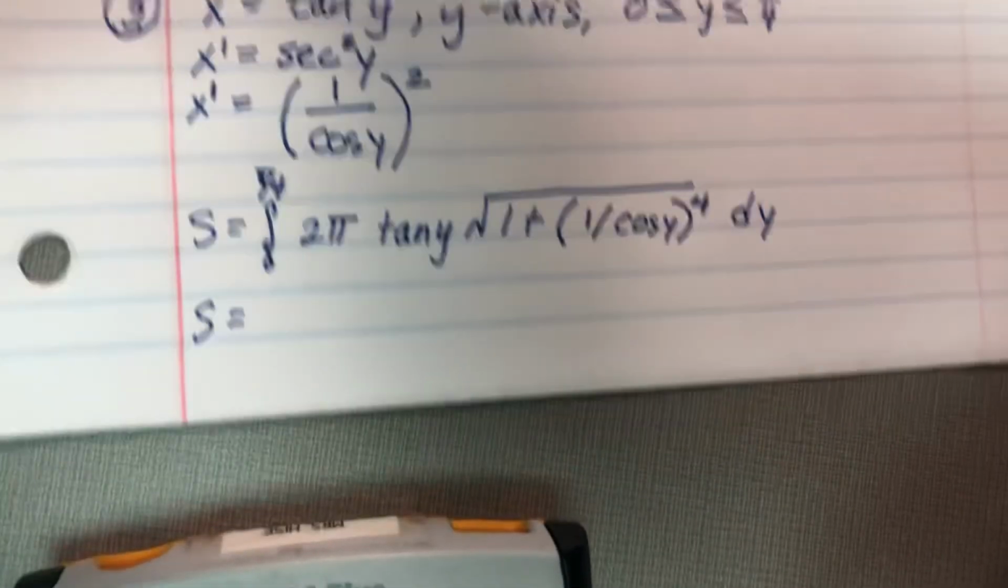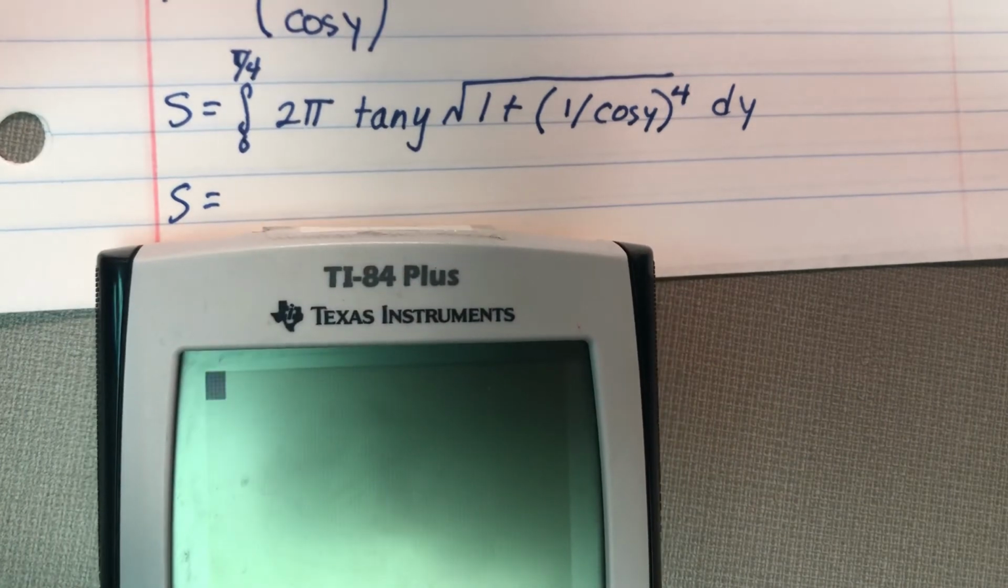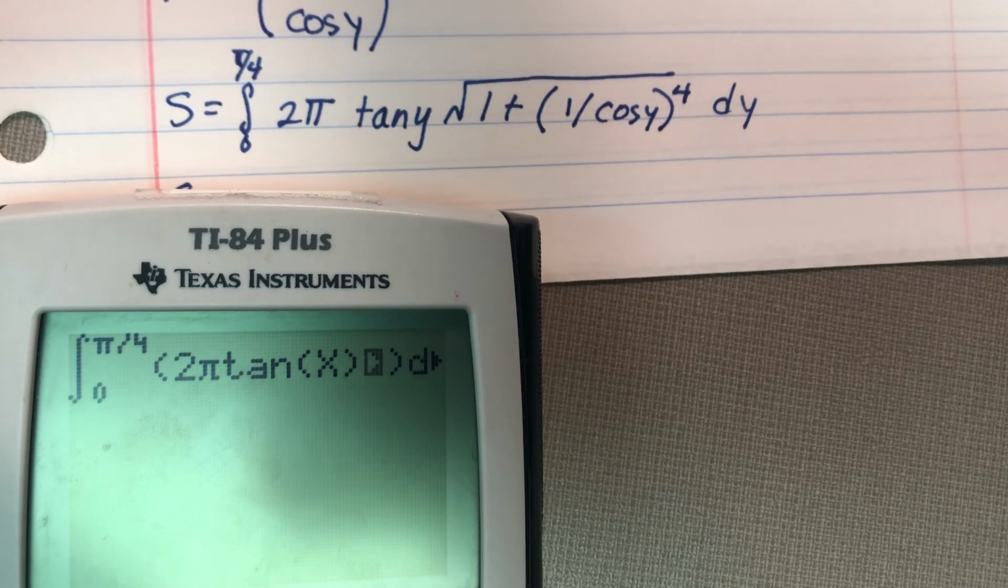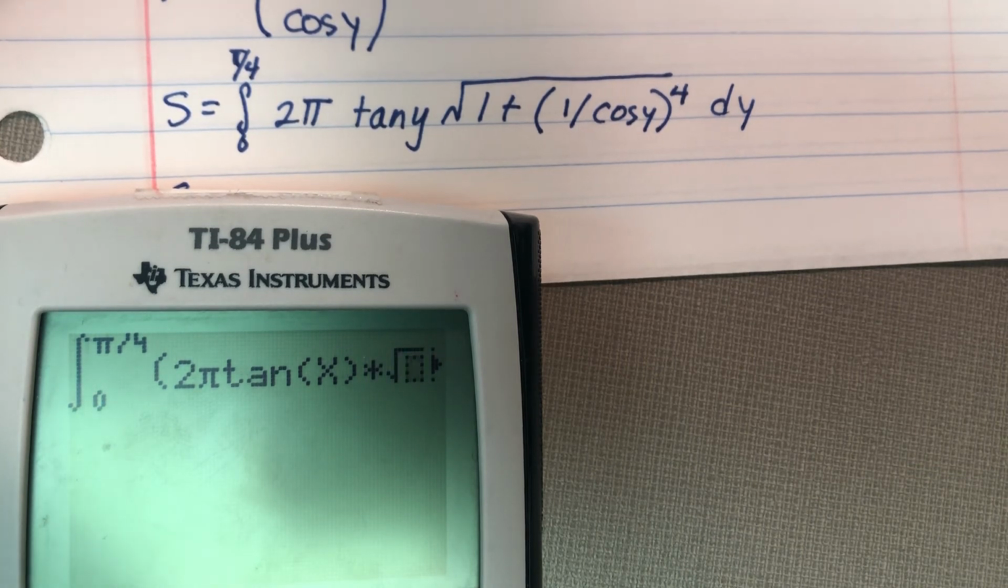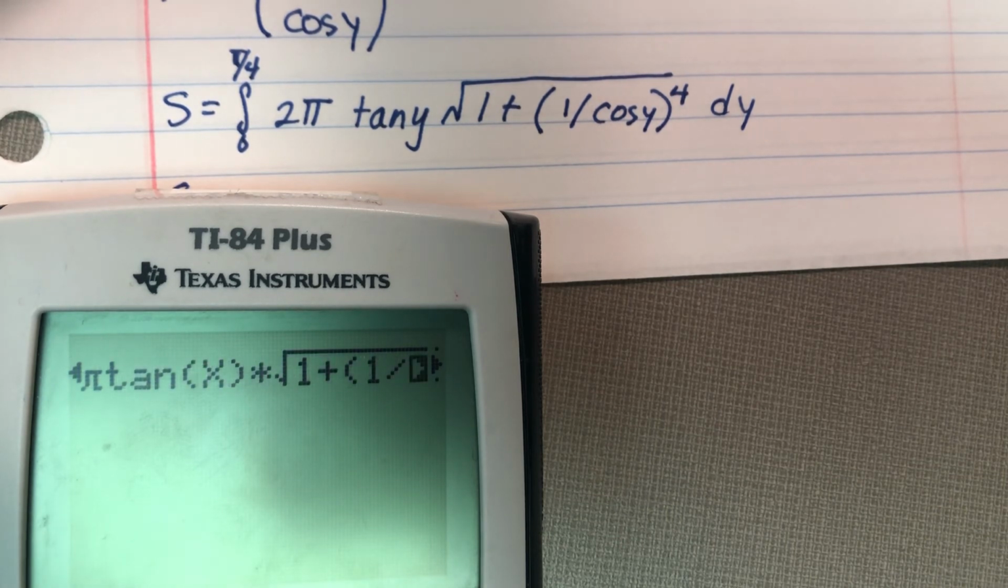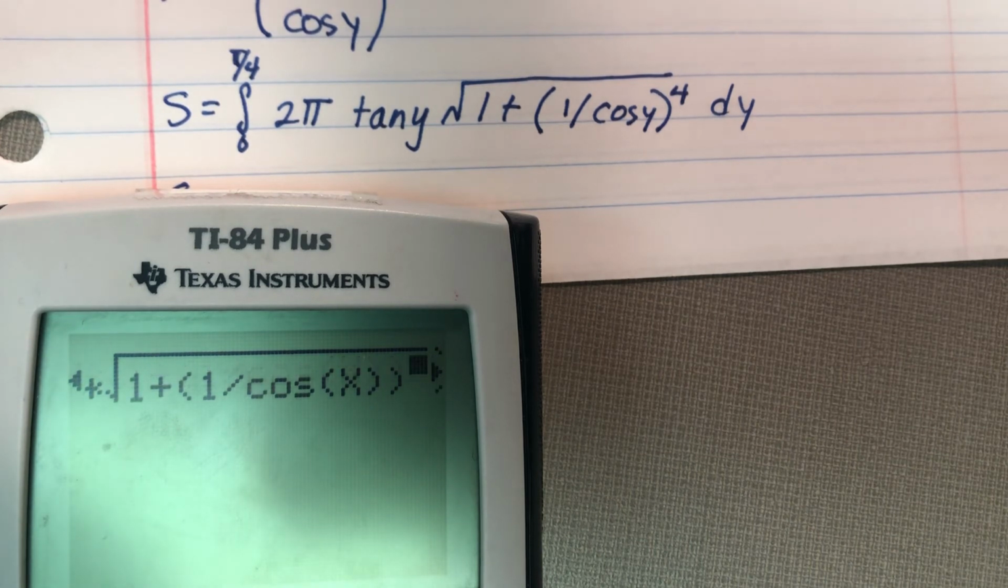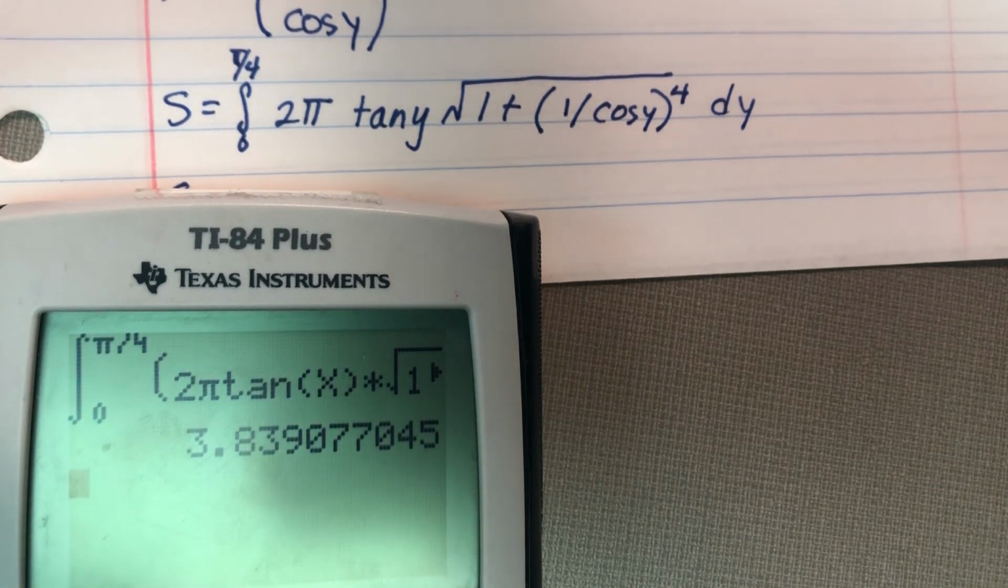Let me scoot this up at the bottom of my page. Okay, alpha window number 4, lower bound 0, upper bound pi over 4. 2 pi tangent x times, whoops, I don't want to use parentheses there, times the square root of 1 plus parentheses 1 divided by cosine x, close the parentheses on the argument of the trig function, close the parentheses around my whole fraction, caret button 4, get out of the exponent, get out of the square root, get out of the integral, dx. So we get 3.839.